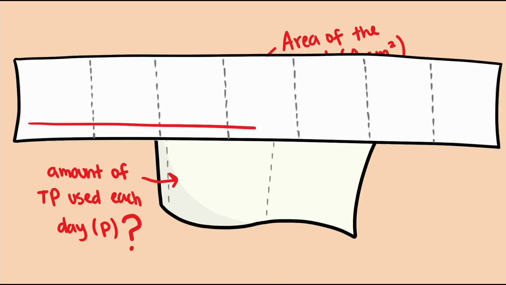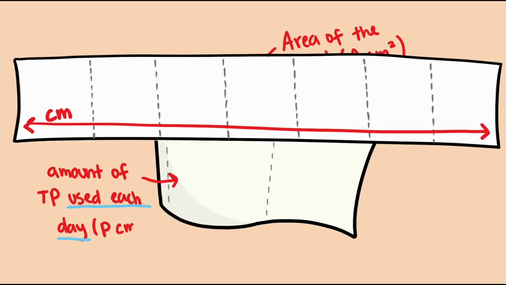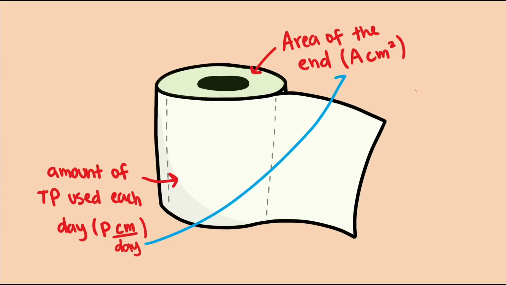That seems natural, so P could be in centimeters. But P is actually a rate. It's how much we use per day. So we should actually measure P as centimeters per day. However, we really need to convert the length we use each day, P, into an area so we can connect it to the area of the end of the toilet paper roll.